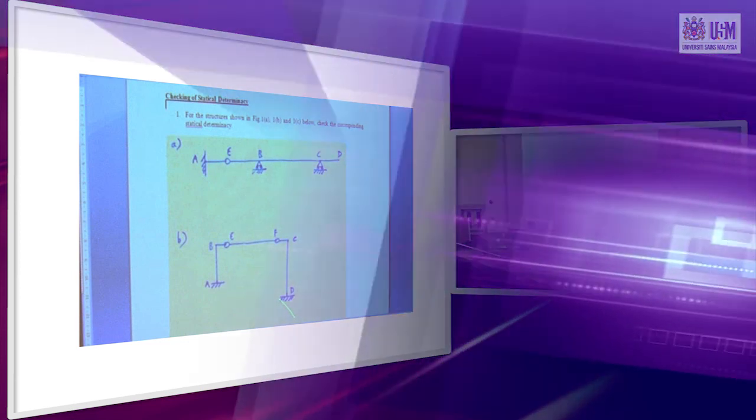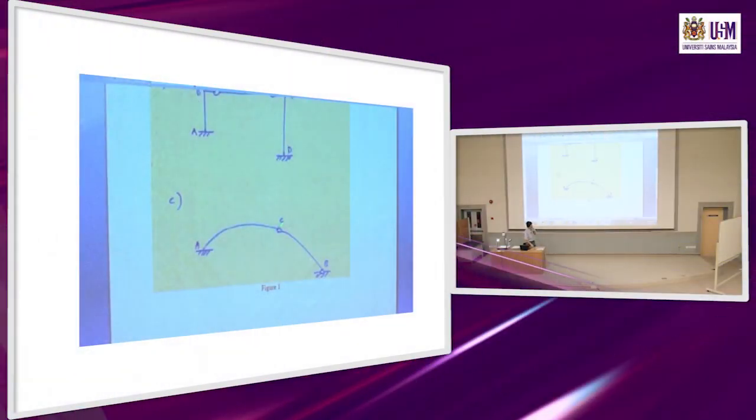And the third one is an arch. Okay, fixed here, pin here, and there is a pin joint here. So there is a pin support, a fixed support, and a pin joint. So please decide whether each one of these is statically determinate or indeterminate. If it is statically indeterminate, what is the degree of statical indeterminacy?